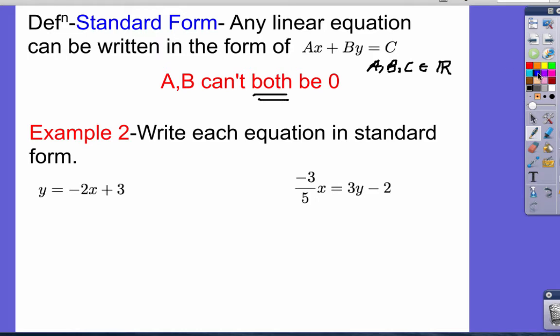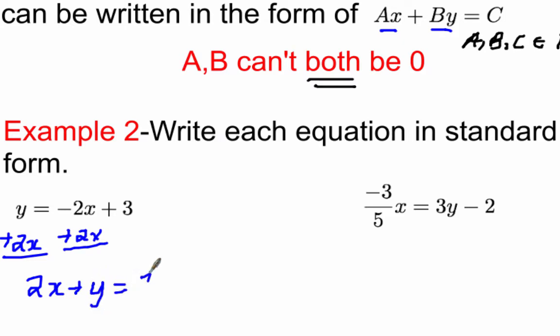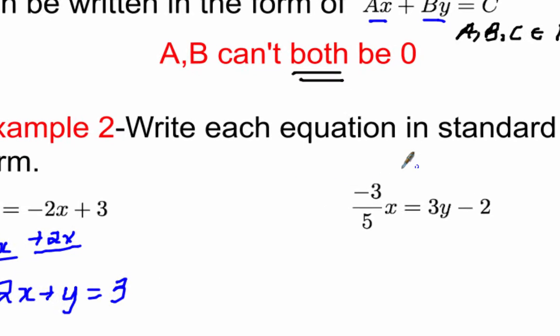Okay, so in our second example here, they want us to write each equation in standard form. So we want the Ax term and the y term to be on the same side. Notice here how y and x are on different sides. So that's a pretty easy fix. I'm just going to add the 2x to both sides. And I think that's pretty much all we're going to have to do. So we have 2x plus y equals 3. That is standard form. So when you write in standard form, get your variables on the same side.